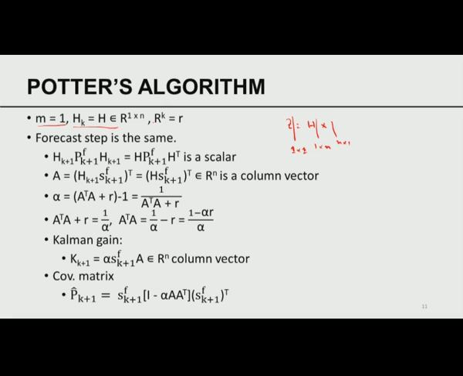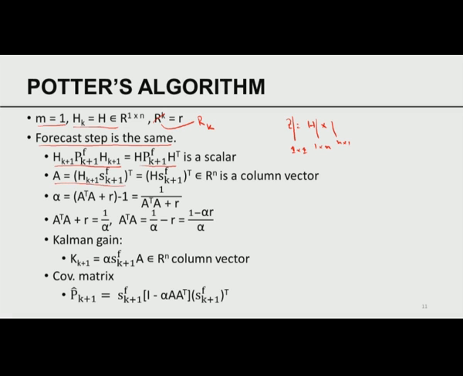R_k, this is r sub k, which is the variance of the scalar observation, is r. So the forecast step is the same as the general equation that we have given in the previous slide. Now I would like to look at the simplification that results when m is 1 in the analysis step. So H_{k+1} P_{k+1} H_{k+1} transpose is equal to this, that is a scalar.